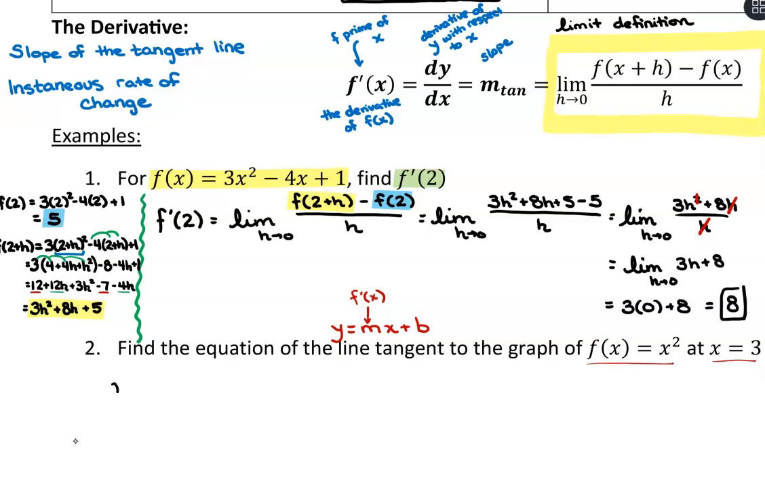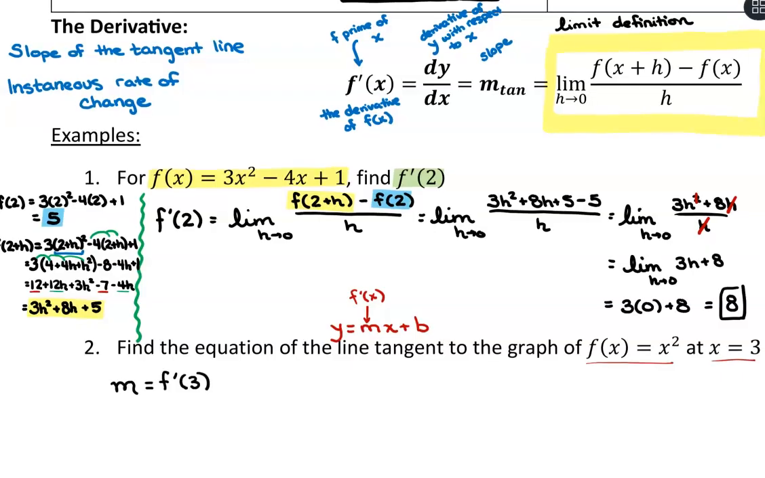So if I want the slope of the tangent line, what I'm going to do is evaluate f prime of 3, or the derivative of our function at x equals 3. That will give me my slope of the tangent line. So to do that, we're taking the limit as h approaches 0, and we'll look at f of 3 plus h minus f of 3 over h.